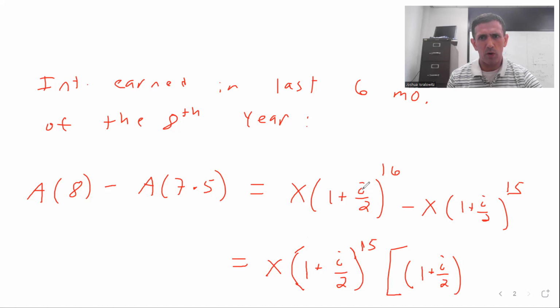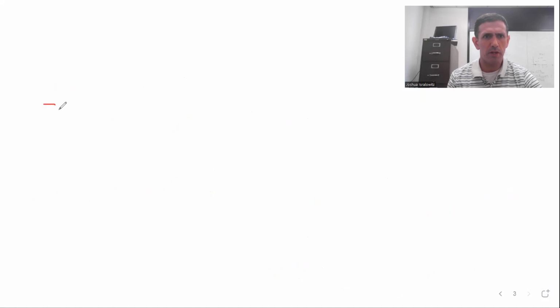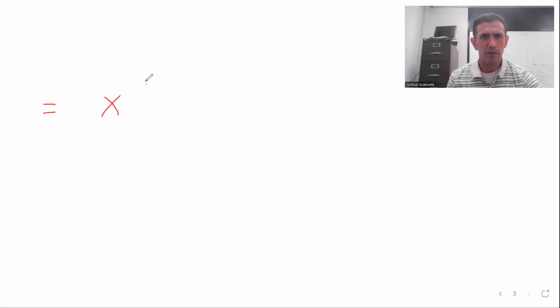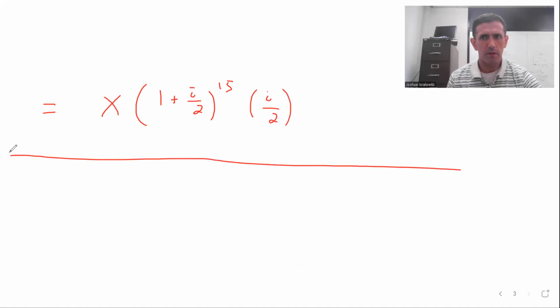So I do that, I get 1 plus i over 2 to the 1 here, minus 1. The 1's cancel. So this is going to be x times 1 plus i over 2 to the 15th times i over 2. Okay, all right, so we're done with Eric. Let's now do Mike.